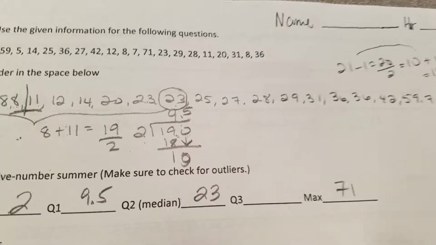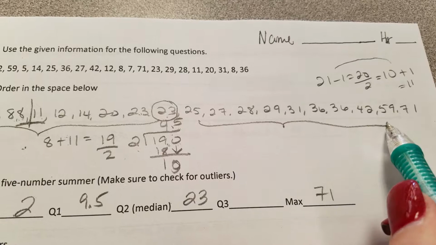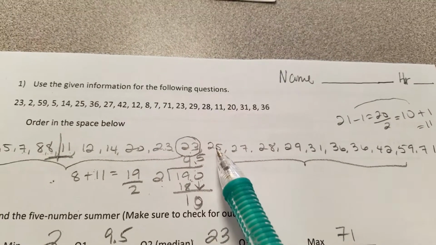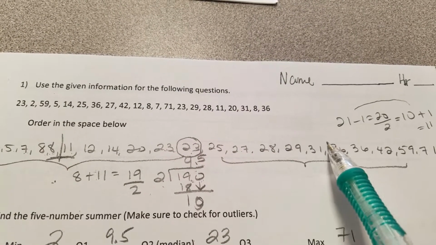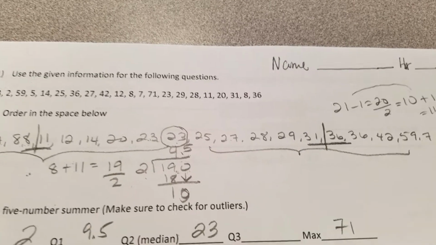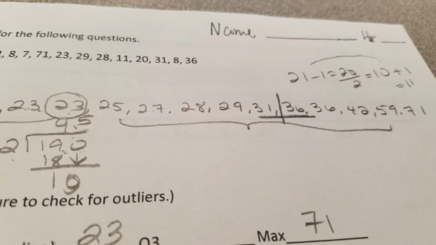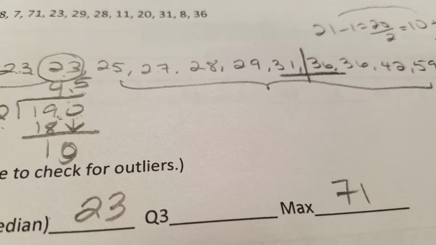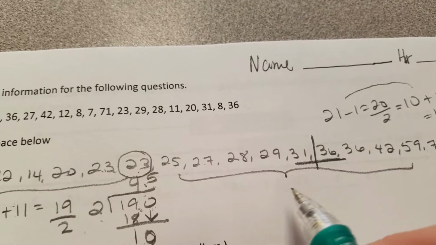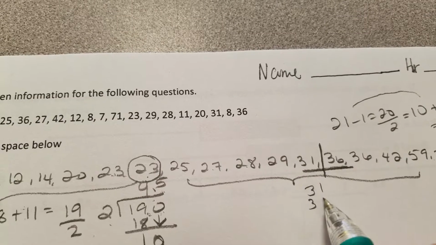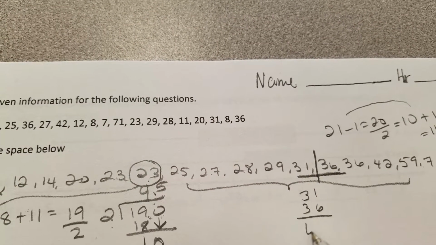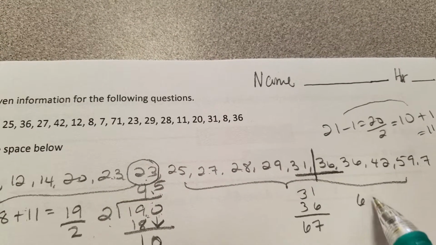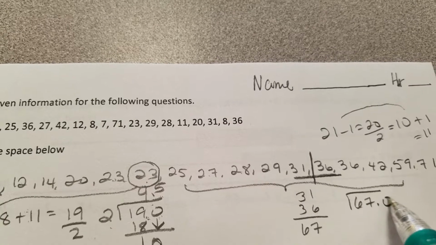Okay, we're going to do the same thing on my right hand side. This is my upper half. So 1, 2, 3, 4, 5. 31 and 36 are in the middle of my data, so I need to find out what's in between those two. So I'm going to add them together and divide by 2. So 31 plus 36 is 67. We're going to do 67 divided by 2.